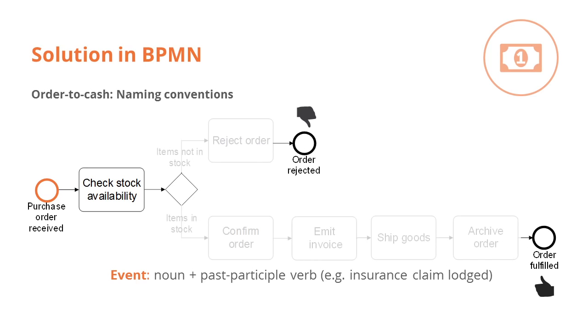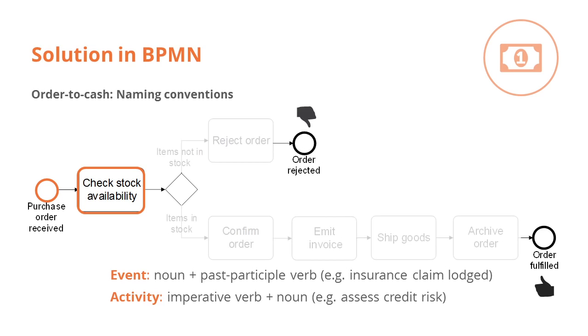We use a verb in the past participle tense to indicate that an event is executed instantaneously. It's immediate. It doesn't take time. For activities, we followed a different convention. We started the label with a verb in the imperative tense, followed by a noun, again, typically representing a business object. For example, assess credit risk or check stock availability. Here we use a verb in the imperative tense to signify that the activity takes time to be performed. It's something that is actively done as part of the process.